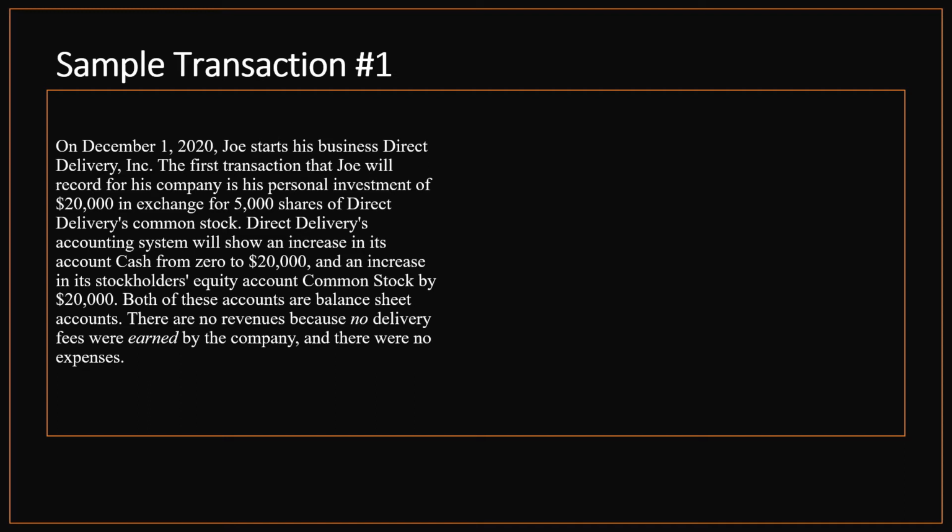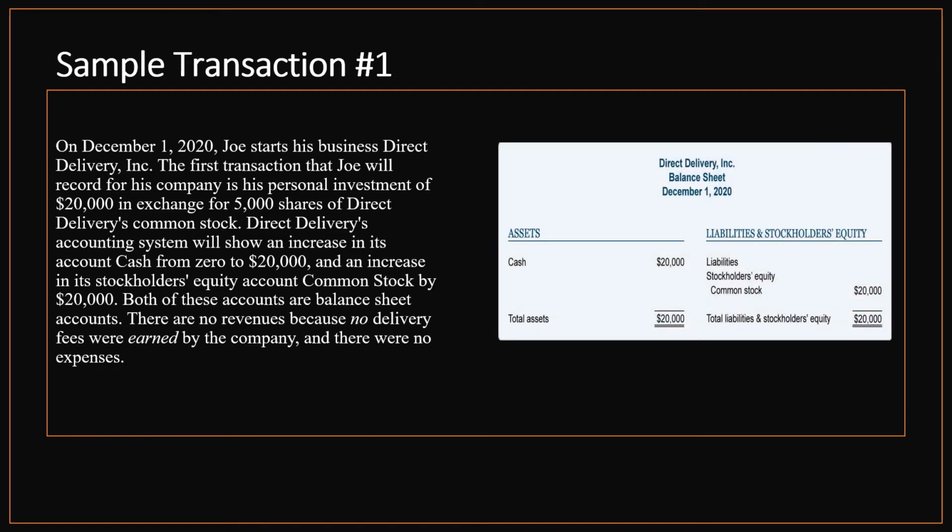Direct Delivery's accounting system will show an increase in its account cash from $0 to $20,000, and an increase in its stockholders' equity account common stock by $20,000. Both of these accounts are balance sheet accounts. There are no revenues because no delivery fees were earned by the company, and there were no expenses. After Joe enters this transaction, Direct Delivery's balance sheet will look like this.